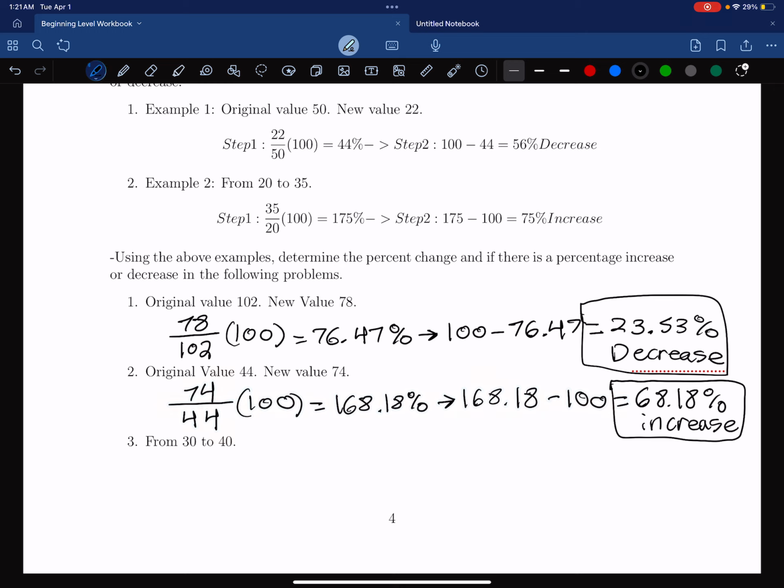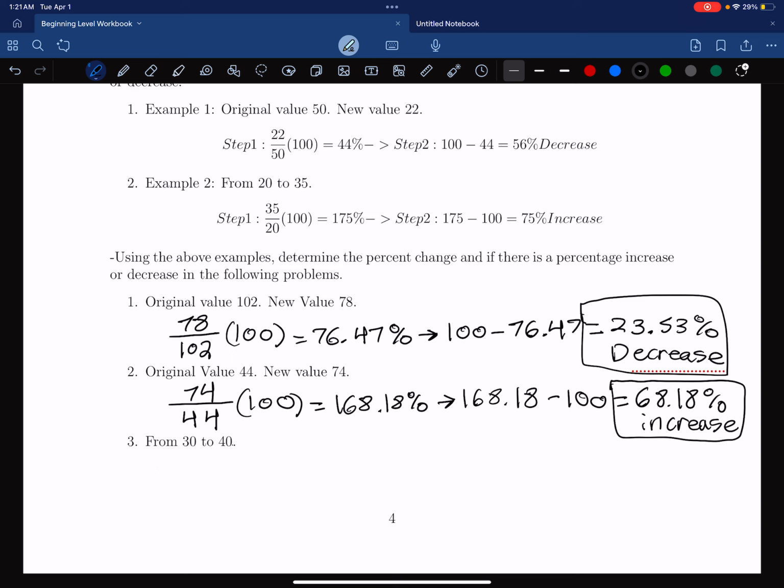Now, in example 3, we are going from 30 to 40. So we are starting at the value of 30, and then from 30, we're going to move to 40. Now, to find out the percentage increase or decrease, well, before I actually start the problem, do we think this is a percentage increase or decrease? We can tell just by looking at it because our original value is 30, and that 30 is going to increase to 40. So since we're increasing in value, we're going to have a percentage increase.